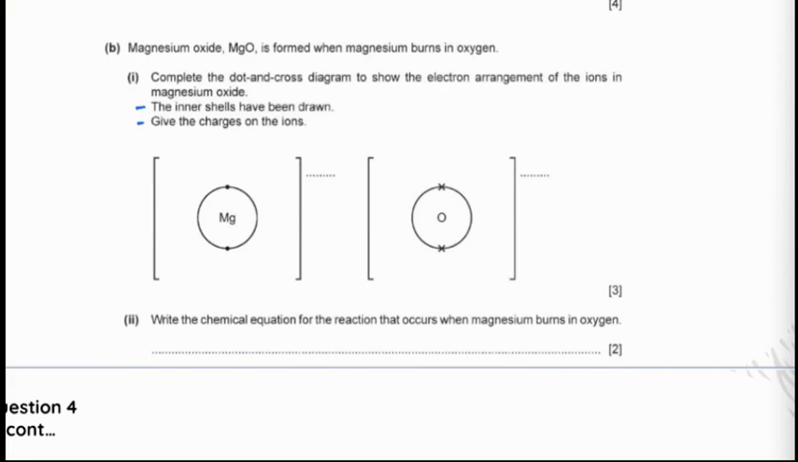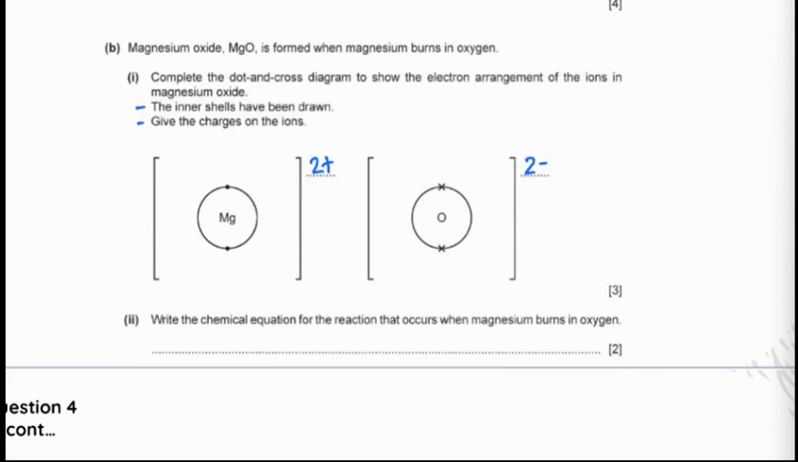We're going to find out that magnesium is in group 2, and so it's going to give 2 electrons away and form a 2+ ion. We know that oxygen is in group 6, so it's got 6 electrons in its outer shell. It needs to gain an extra 2 to form a 2- ion. So now how do we know what electrons to give it?